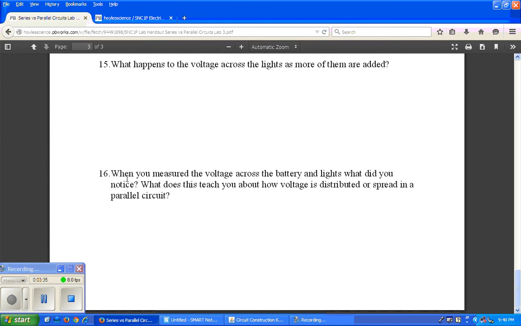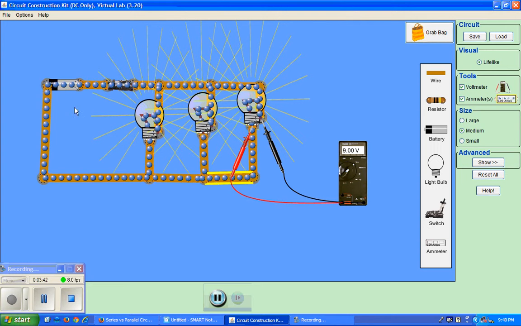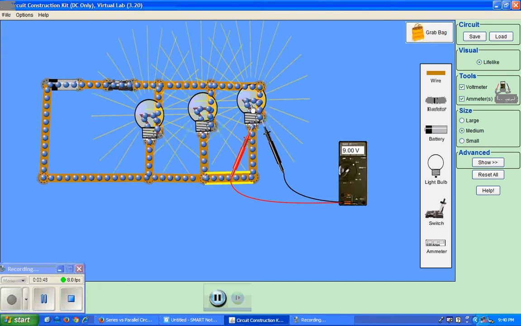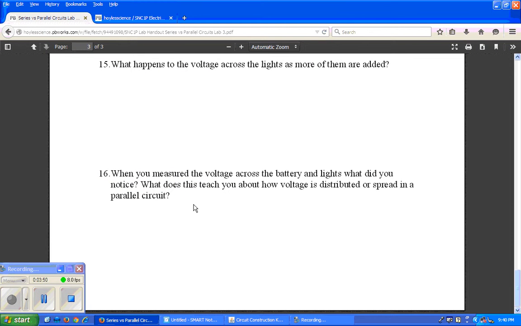Question 16, when you measured the voltage across the battery and lights, what did you notice? Well, if you go back to our software, here the voltage is 9, 9, 9, 9. So that means the voltage is the same everywhere in our parallel circuit. What does this teach you about how voltage is distributed or spread in a parallel circuit?